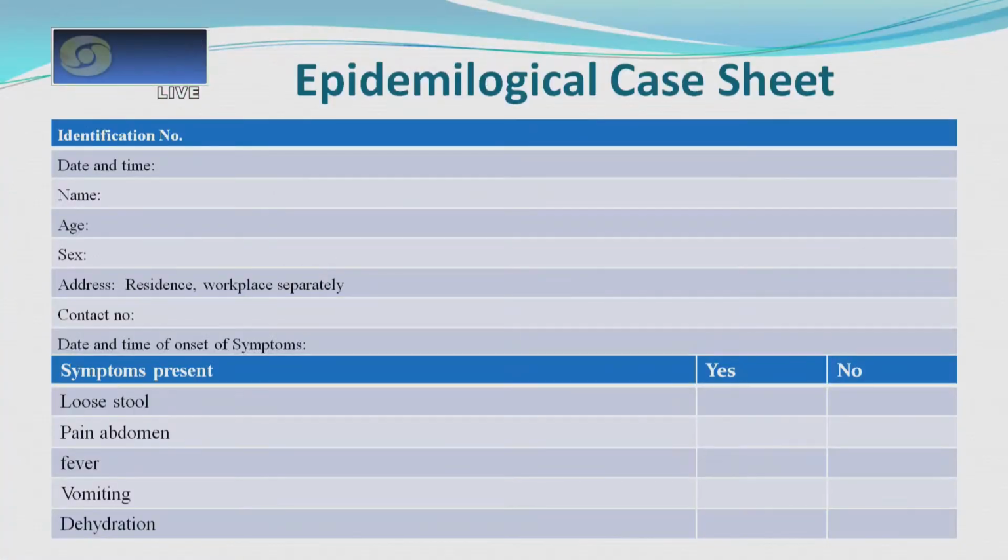So symptoms also you can ask, because you have to take rapid history, so you ask loose motion, yes or no, tick, you can just tick mark. Pain abdomen, hai nahi hai. Vomiting, yes or no. Dehydration hai ya nahi hai, that you can even assess.